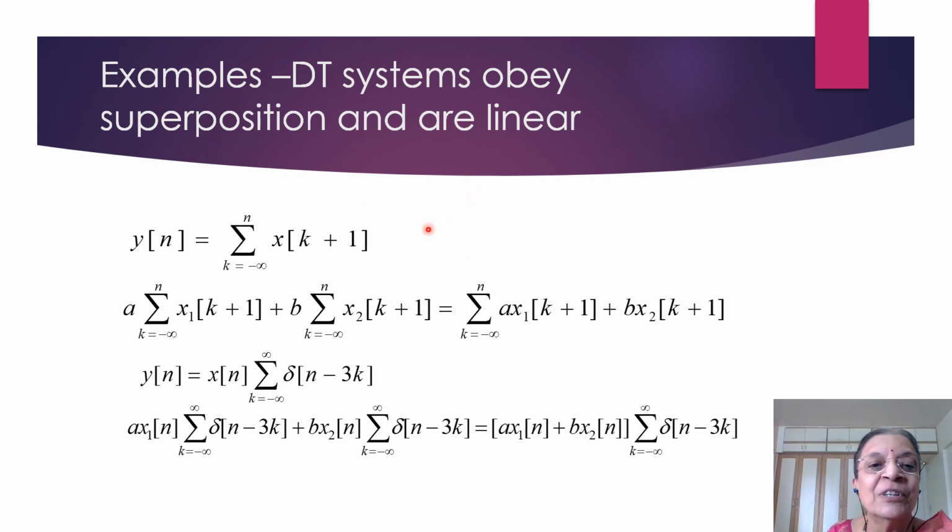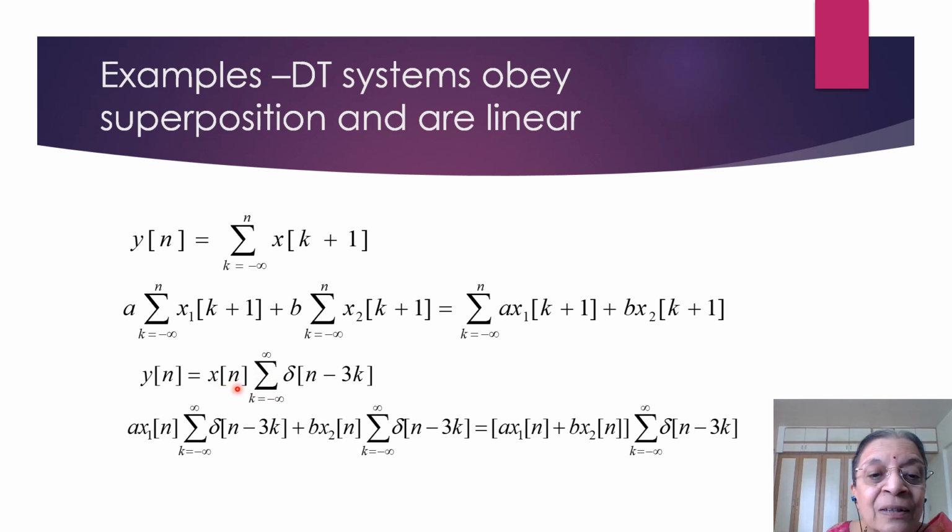Similarly, for discrete time systems, suppose you consider y[n] is equal to the summation from minus infinity to n of x[k+1]. So k is varying between minus infinity to n to generate y[n]. So a times x1 plus b times x2, how will it generate the output? It will generate the output as a x1[k+1] plus b x2[k+1]. So again I can write it as equal to a y1[n] plus b y2[n]. So it obeys the superposition principle, as you can see.